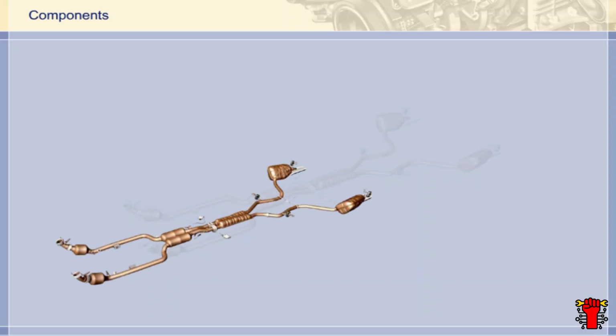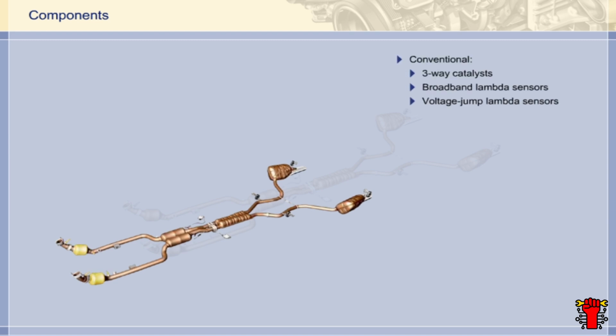The exhaust systems of the KE and DE engines differ from each other considerably. This is firstly because oxides of nitrogen have to be treated in a special way on the DE engine due to how the engine operates. And secondly, because air injection has been dispensed with. The DE variant has adopted the conventional three-way catalytic converters with broadband lambda sensors in front and so-called voltage jump sensors behind from the port injection engine.